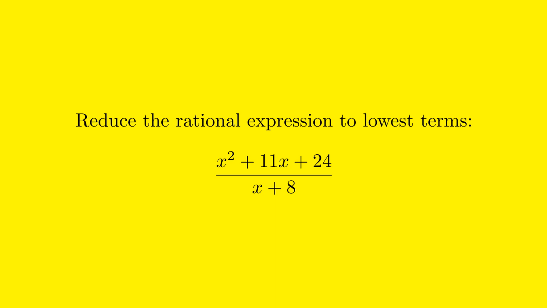In this video, we will be learning how to reduce the rational expression x squared plus 11x plus 24 divided by x plus 8 to its lowest terms. This process involves simplifying the expression as much as possible by factoring out common factors. So let's get started.